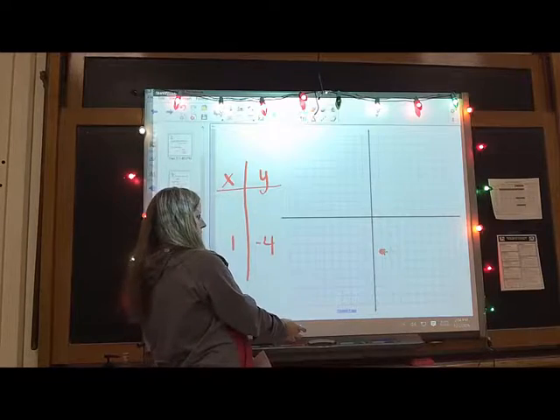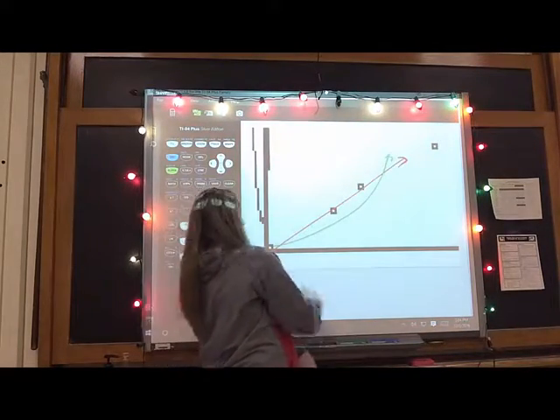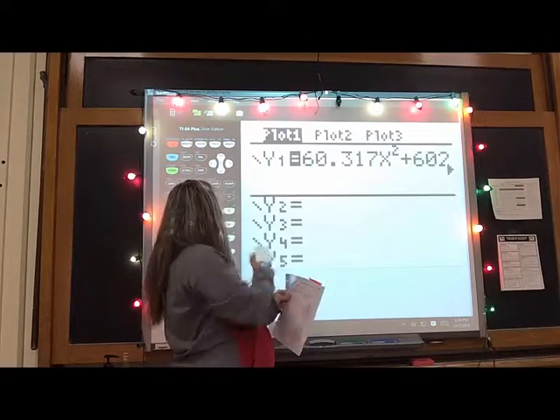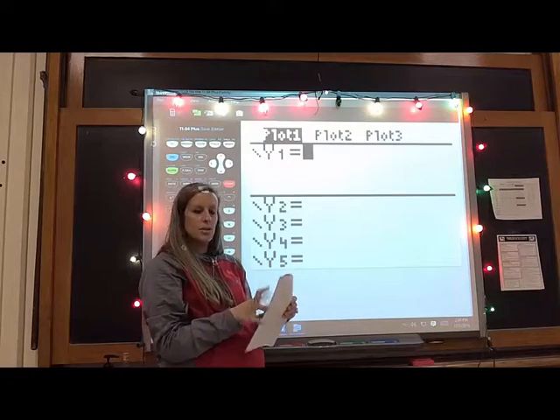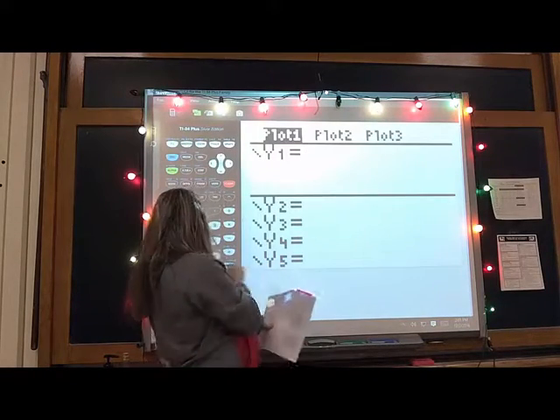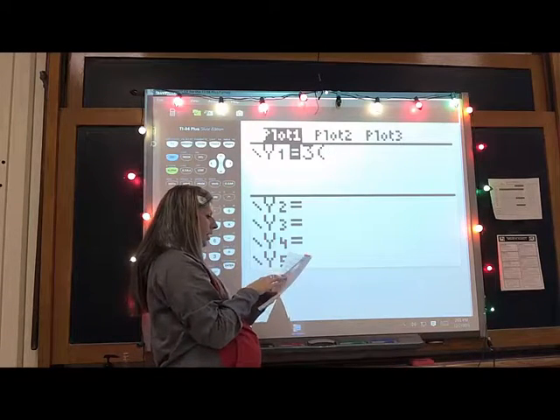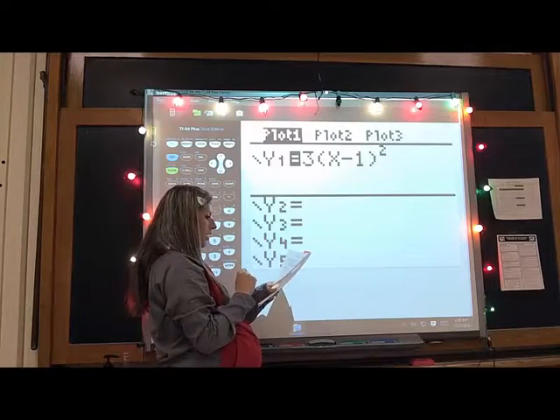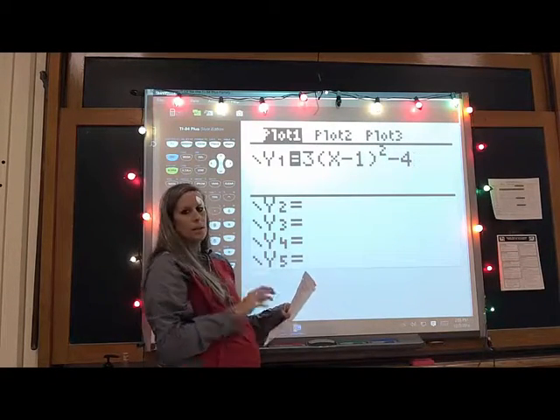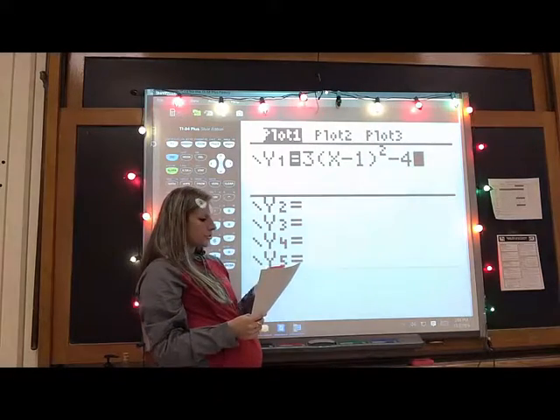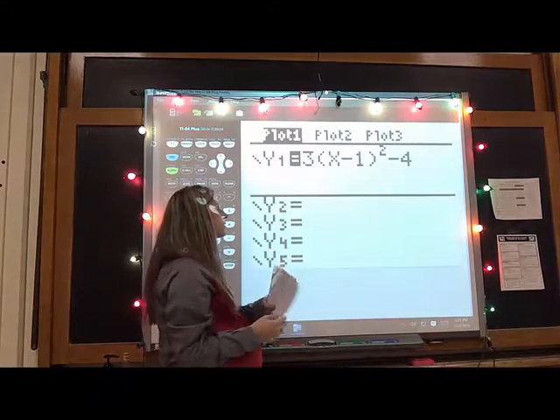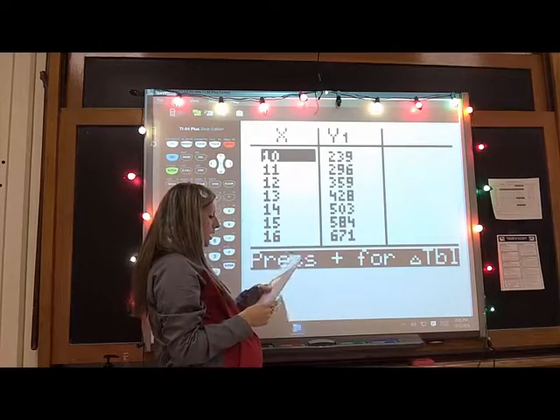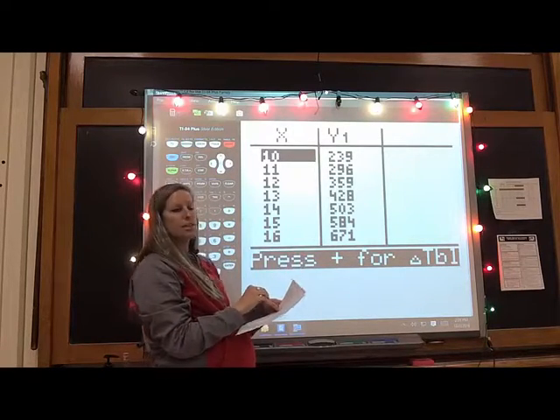So now let's make the calculator do the rest of the work. Go to y equals, and we're going to just put the equation in right now. So 3 times parentheses x minus 1, parentheses squared, minus 4. So put in your equation. Don't worry about the greater than or equal to right now. We're just plotting points. Go to your table, and we want to find some points around that vertex, (1, negative 4).